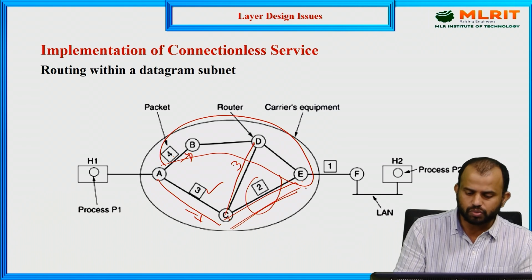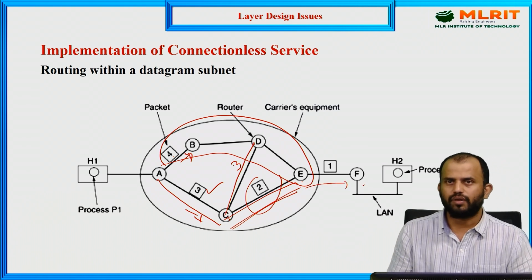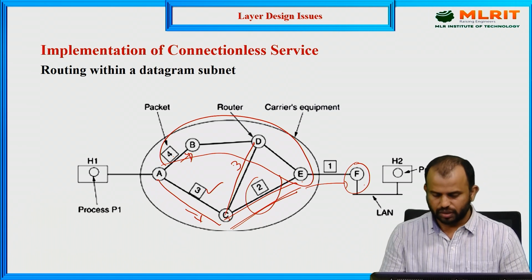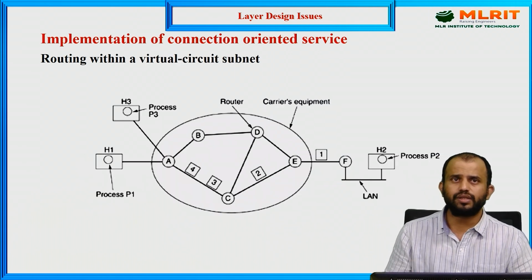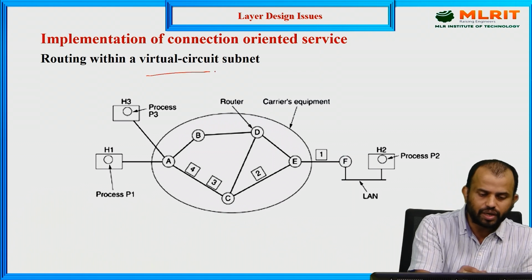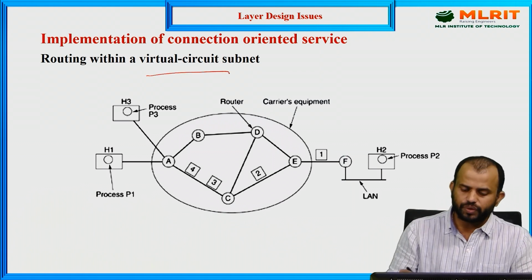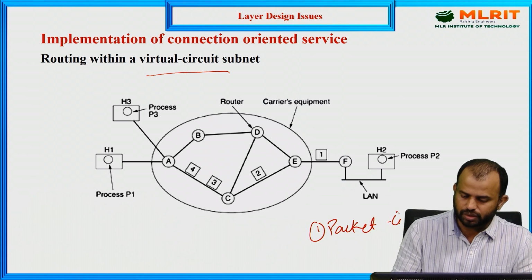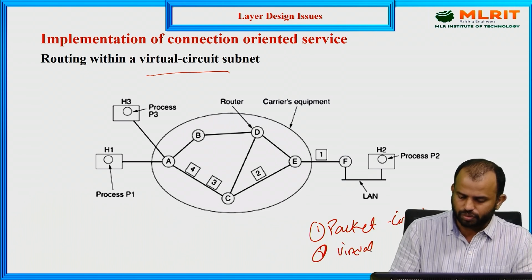So after this one, choose this path, that is F1. So the final data is received at the F state, which is connectionless communication. At the same time, in connection-oriented communication, we call it a virtual circuit. So we have two things: packet switching and circuit switching. At the same time, we have another thing we call a virtual circuit, or virtual packet.